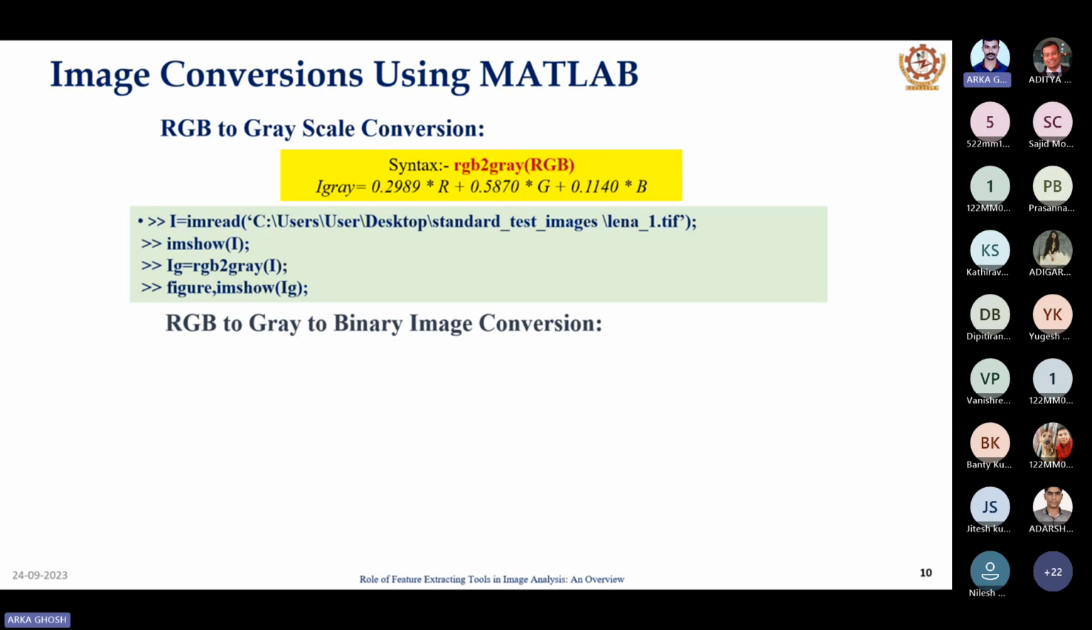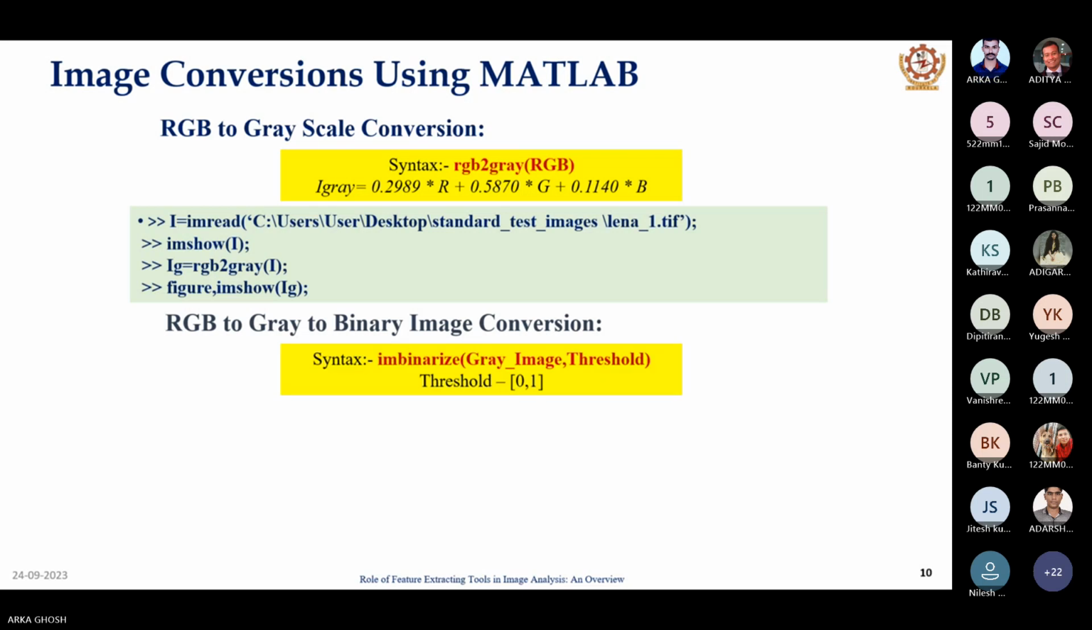Next is the RGB to gray to binary image conversion. That means we are converting that RGB image to a 0 to 255 scale, and then from 0 to 255 to 0 to 1 only. So what is that syntax? The syntax is imbinarize(grayscale image, threshold). The threshold is between 0 and 1. The threshold is nothing but a specific value within 0 to 1, which will convert the grayscale image into a binary image in such a way that the intensity values which are more than that threshold value will be converted to maximum intensity, that is 1, and values less than that will be considered background or 0.